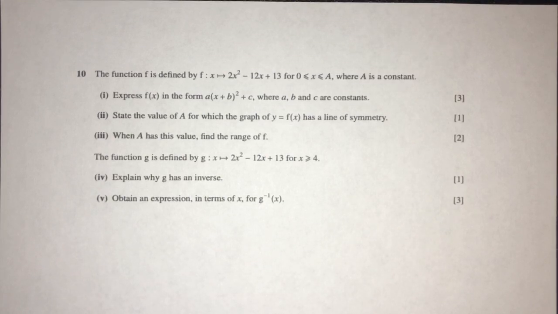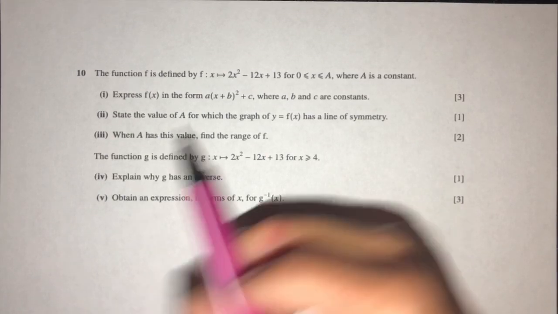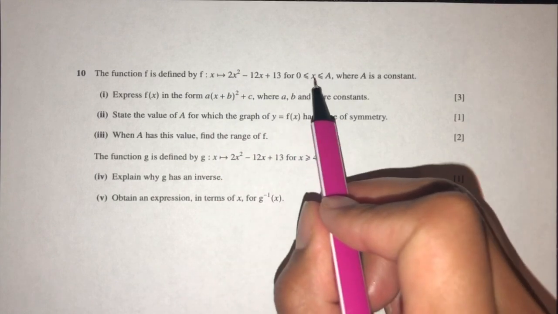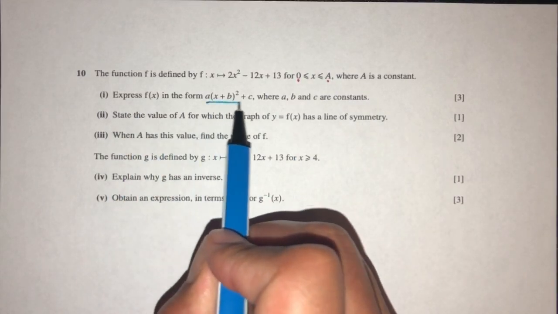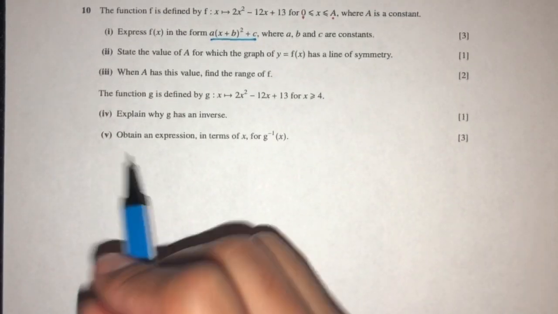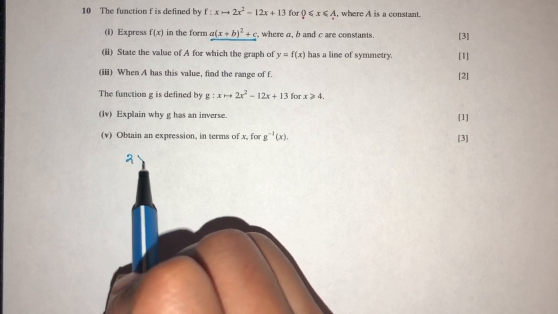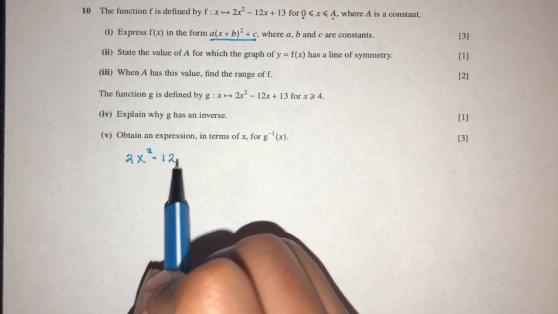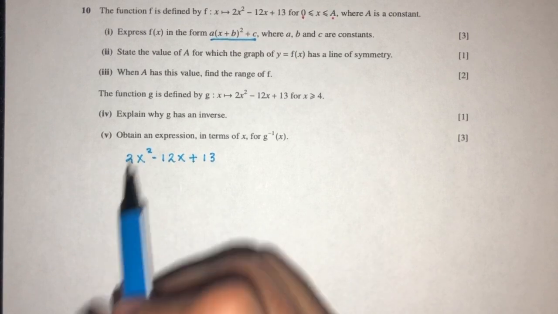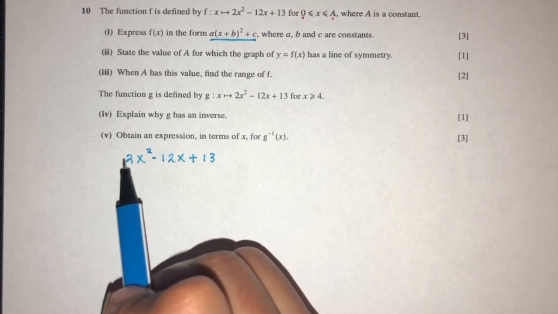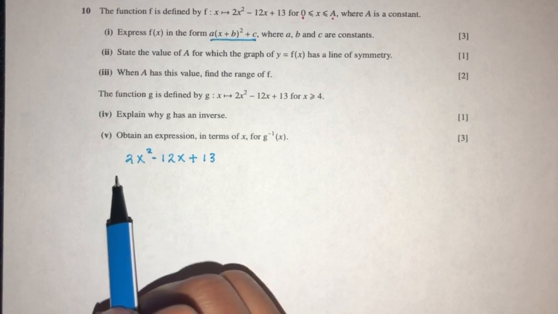So the function f is defined by f of x equal to this, where x is between 0 and a. Now we have to express f of x in this form. So pretty easy, step by step. First we have 2x squared minus 12x plus 13. Now we have to check. The coefficient here of x squared is 2. We have to make this become 1. So we factorize 2 outside.